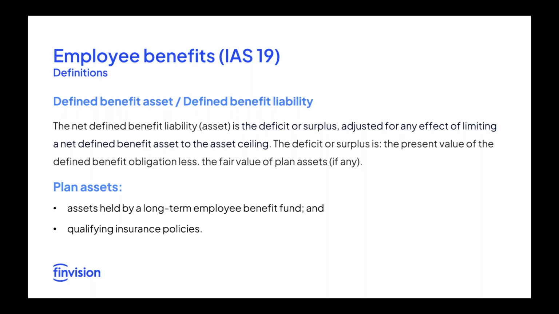What can be plan assets? Assets can be held by a long-term employee benefit fund, or they can be qualifying insurance policies, being TAC 21, TAC 23. I think in Belgium, the practice of having your assets on the balance sheet itself is no longer allowed. In some other countries, it's still partially possible, but in Belgium, it will usually be in an OFP, a pension fund, or in a qualifying insurance policy.